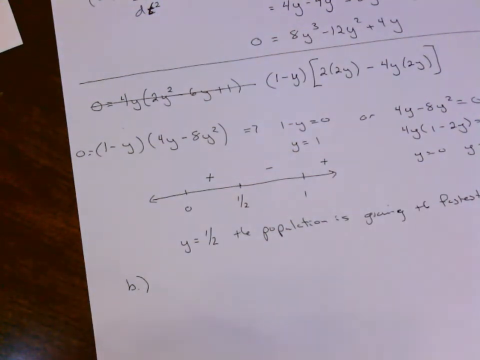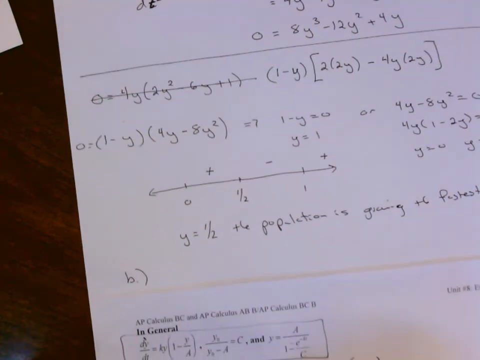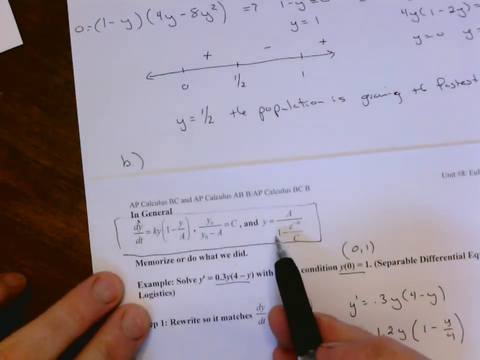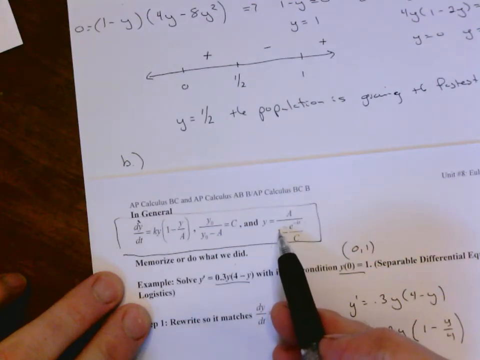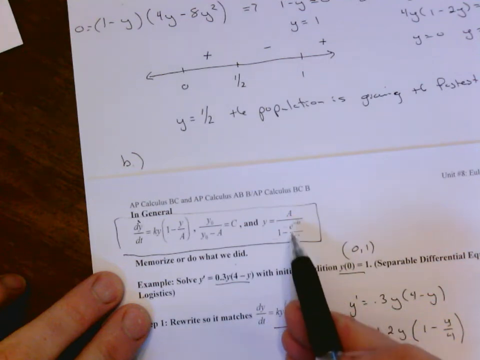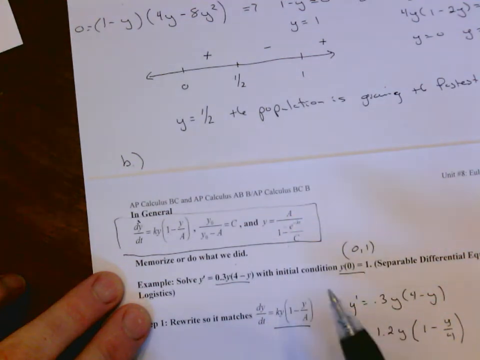Okay, if at time t is equal to 0, 10% of the population have heard the rumor, find y as a function of t. Okay, so that's where I have to go back and figure out what this equation is right here. This equation right here. Okay, so I need to figure out what A is, and I need to figure out what C is going to be, and then K. So kind of all of it.